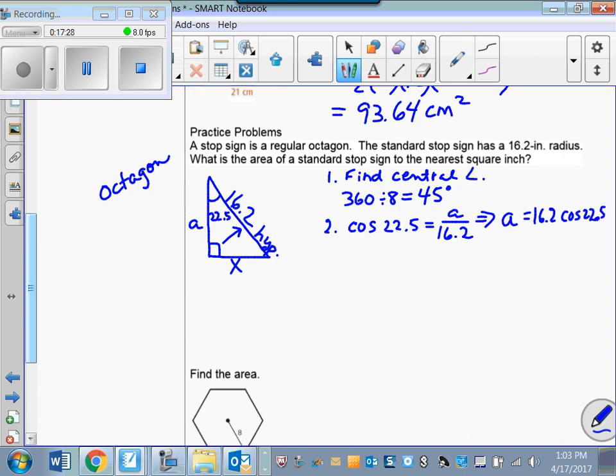Okay, don't punch that in and round it off. We're going to plug the whole thing into our calculator just like this. Okay, now let's find x, because we have to have that to get our perimeter, right?